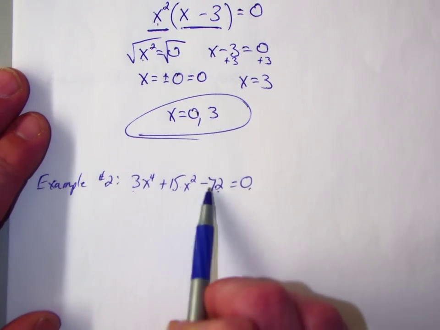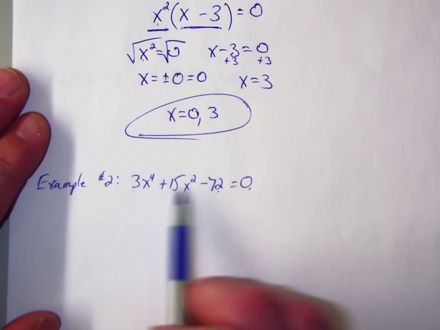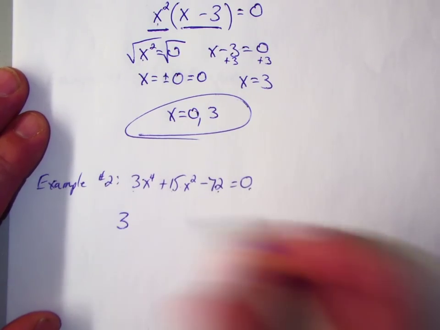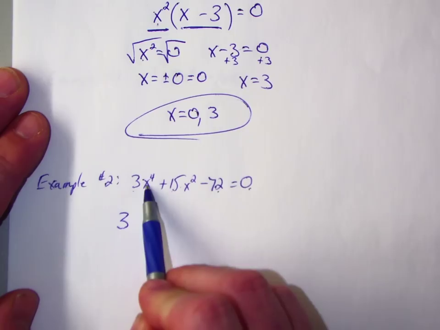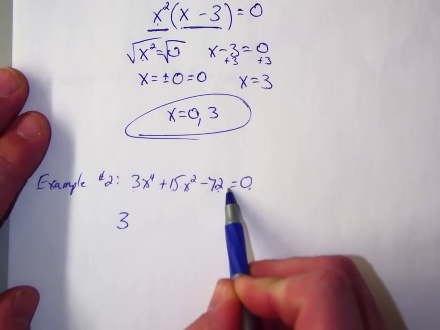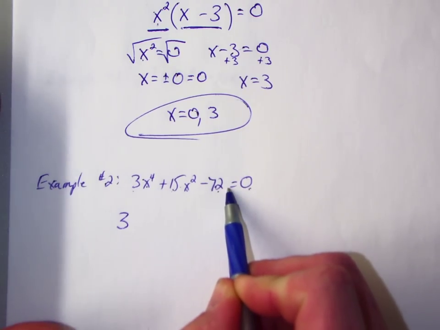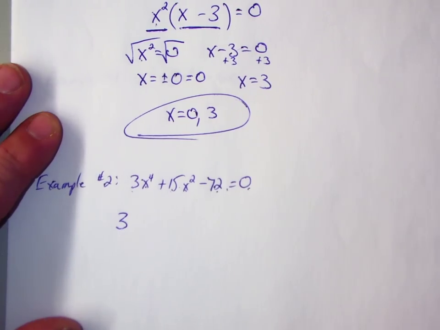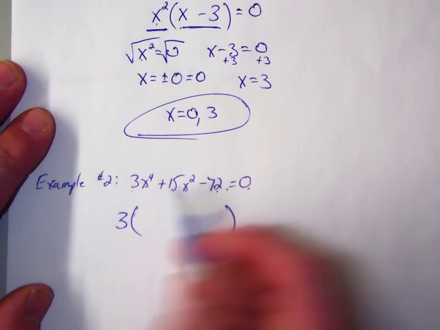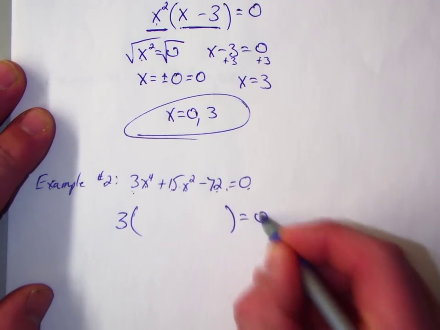Let's look at the coefficients. Is there a number that can go into 3, 15, and 72? Yes, that will be a 3. What about the variables? Well, there's 4 here, 2 here, and none here. So therefore, it's just factoring out a 3. All right, so I'm going to divide each term by 3.